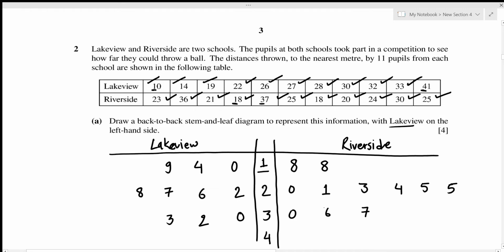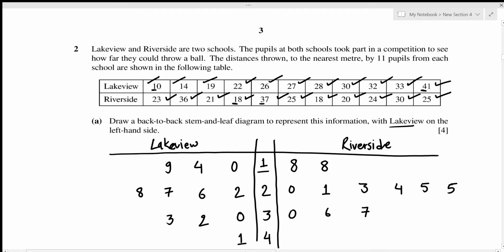Now for the stem with the value of 4, for Lakeview, that's going to be 41. We've already concluded that the highest value in the stem for Riverside School is going to be 3. So there are not going to be any values on the last row for Riverside. Whereas for Lakeview, that's just going to be 41. So that's going to be a 1.